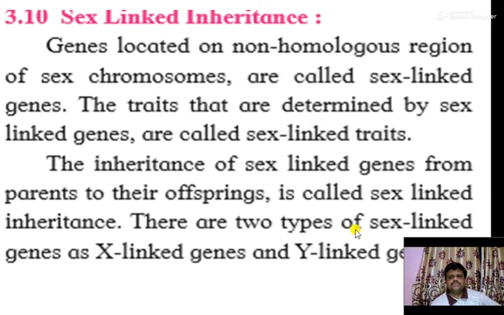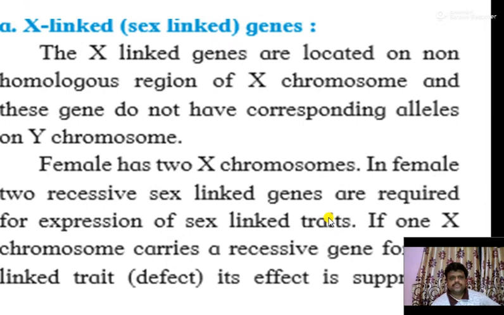There are two types of sex-linked genes: X-linked genes and Y-linked genes. Let us see one more thing. The first one is X-linked sex-linked genes. The X-linked genes are located on the non-homologous region of the X chromosome, and these genes do not have corresponding alleles on the Y chromosome.